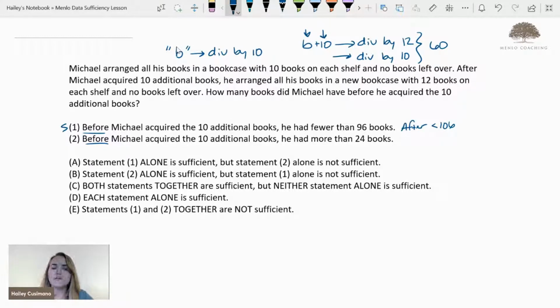Now, statement 2 gives us a range for the starting number of books as well, but it tells us before Michael acquired the 10 additional books, he had more than 24 books. I could do the translation to after if I wanted to, but hopefully we notice here that this is a really open-ended, in fact an infinitely open-ended, inequality. I'm going to have infinitely many ways to fill in the blanks here.